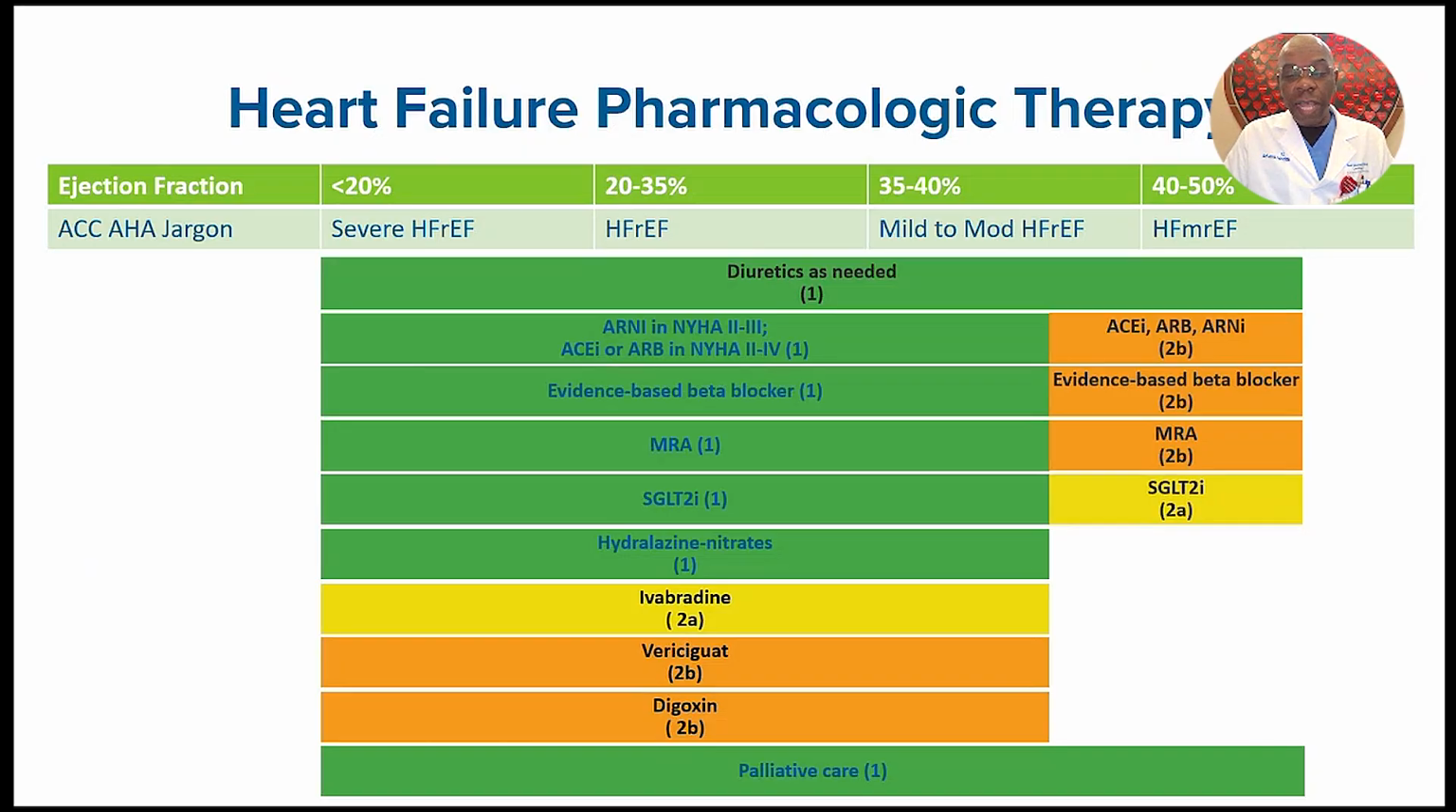Ivabradine has a class 2A indication. It is a medication that simply reduces heart rate and is useful when patients either cannot tolerate beta blockers or the beta blockers are not reducing the heart rate sufficiently. Vericiguat is a vasodilator that carries a class 2B indication, and digoxin is a very old medication that continues to be relevant, and increased data suggests that digoxin may have a role as the ejection fraction gets less and less, in the 20 to 30% range. And of course, palliative care is always appropriate in any patient that presents with heart failure.